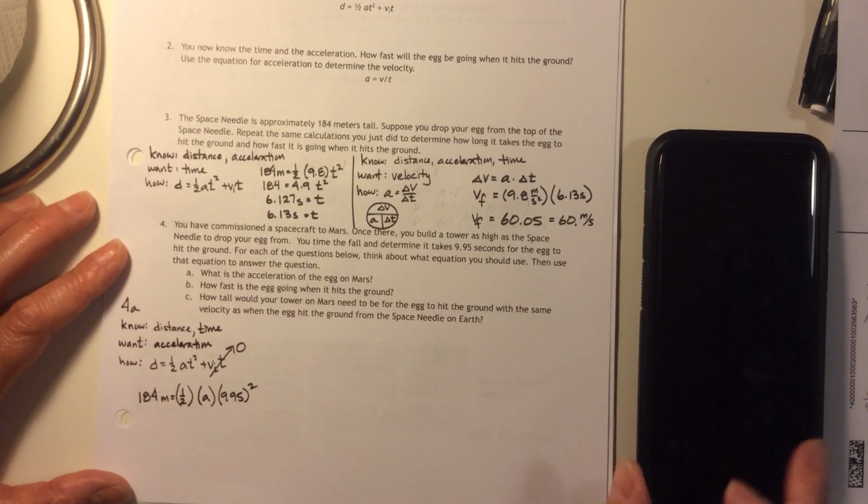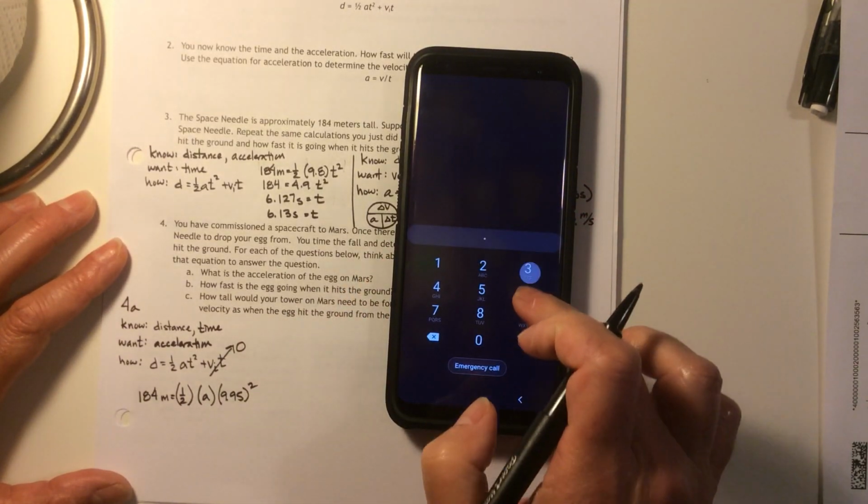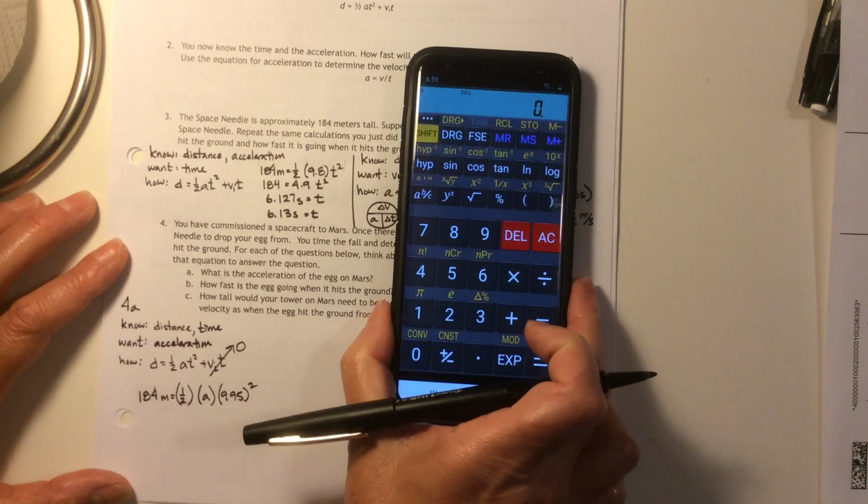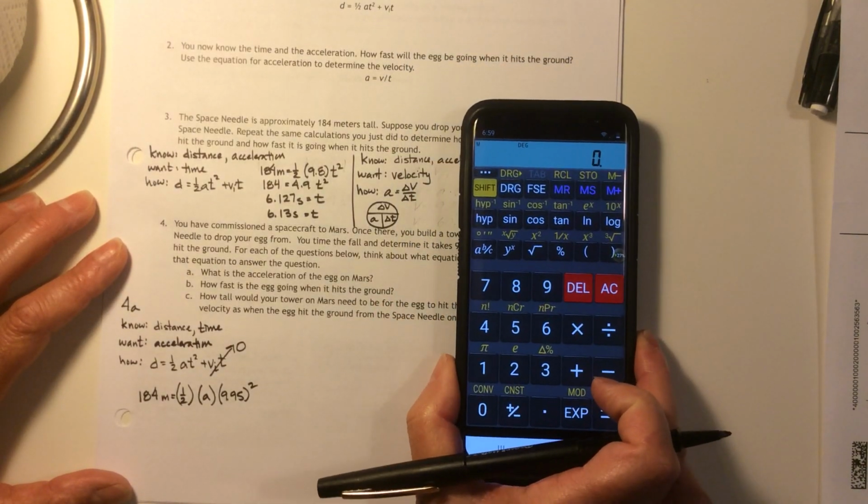Don't forget the squared. Here's my great calculator, also known as my phone. Oh my god, you just saw the code to my phone. You could break in and do stuff. Okay.